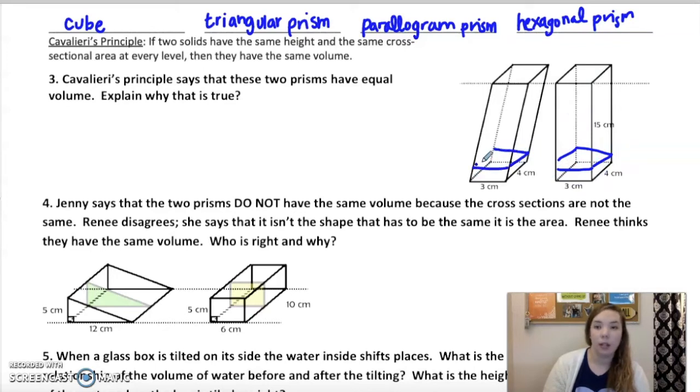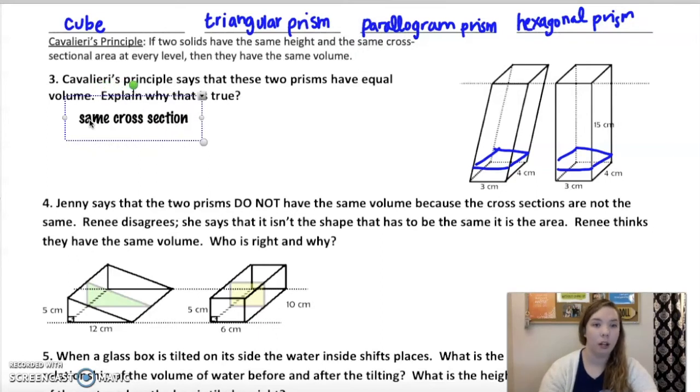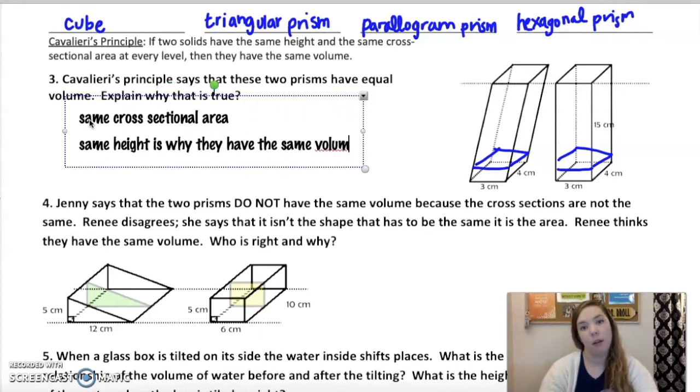So even though it's slightly tilted, kind of like a leaning tower, it's still going to have the same cross-sectional area since the dimensions are the same, and then it has the same height. They're both up here at 15 centimeters. So they will have equal volume. So I'm going to go ahead and type right here. Let's make this smaller. Same cross-sectional area and same height is why they would have the same volume. Okay, we're using Cavalieri's principle there.